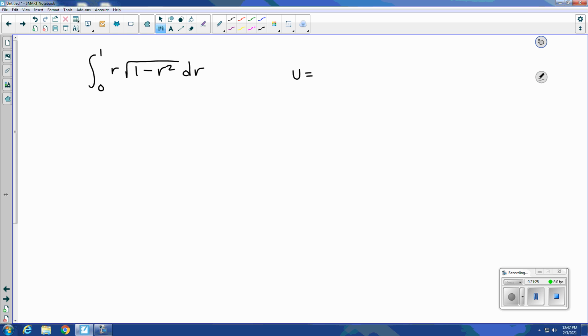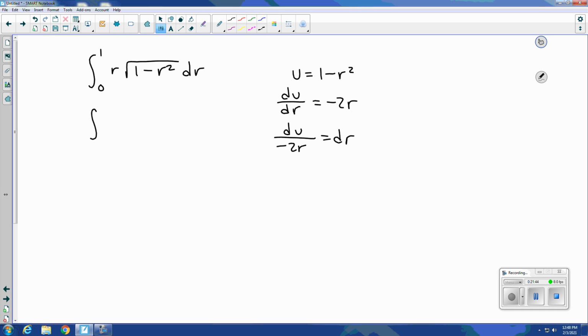We want to set u equal to what's inside the uglier of the two pieces. We're going to differentiate u with respect to r, and we're going to get negative 2r. We'll get du is negative 2r. Sorry, du over negative 2r is equal to dr.